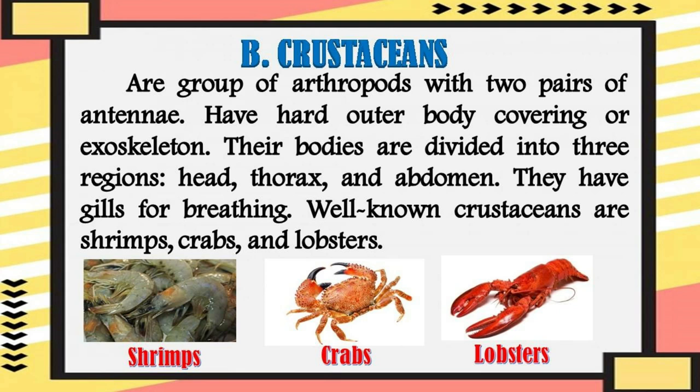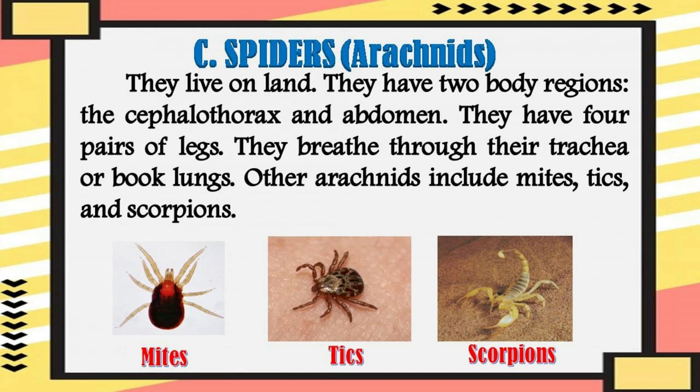Crustaceans are a group of arthropods with two pairs of antennae and a hard outer body covering or exoskeleton. Their bodies are divided into three regions: the head, thorax, and abdomen. They have gills for breathing. Well-known crustaceans are shrimps, crabs, and lobsters. Spiders or arachnids. They live on land. They have two body regions, the cephalothorax and abdomen. They have four pairs of legs. They breathe through their trachea or book lungs. Other arachnids include mites, ticks, and scorpions.